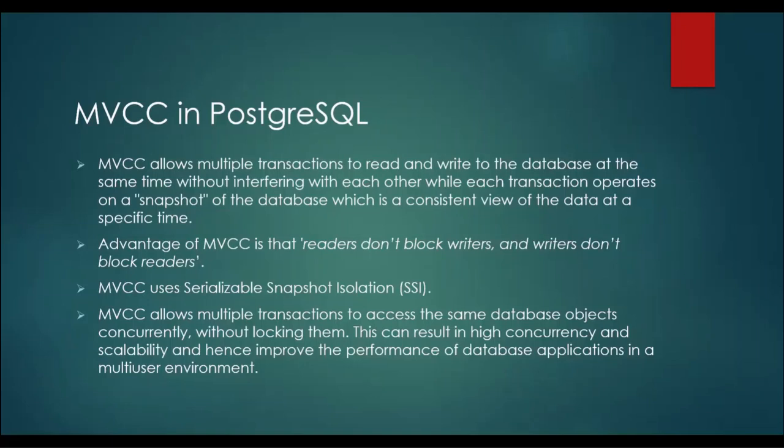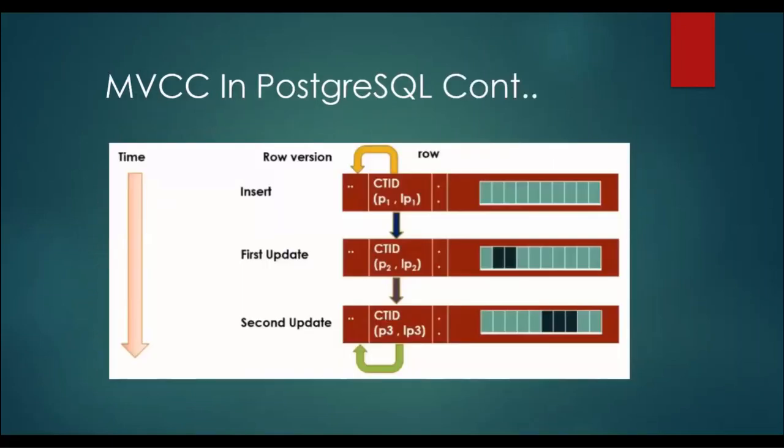Let's see one example of how MVCC works. Here I'm doing an insert followed by two updates, and if you see here, it manages the row versioning. This is a new table which I have created, and this is the row data followed by the row header. In the row header, we have some system columns. We know one system column is CTID. The CTID is like ROWID in Oracle. This CTID has the page and line pointer.